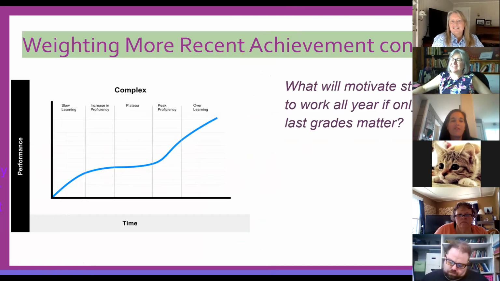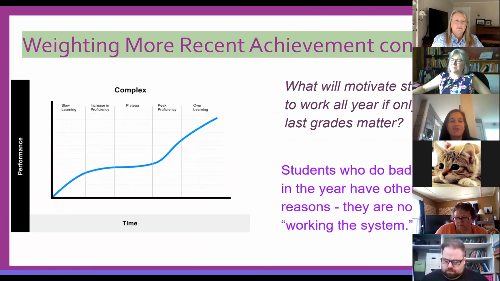So of course, there could be the naysayers who say, well, I get that, but if someone knows that their scores closer to the end of a semester, closer to the end of the year will matter more, will be weighted more, wouldn't they play the system and not do as well in the beginning so they can show you improvement? No. Students who do badly early in the year will have other reasons for why they didn't understand the material at the beginning of the year, why they struggled with that. They're not necessarily working the system.